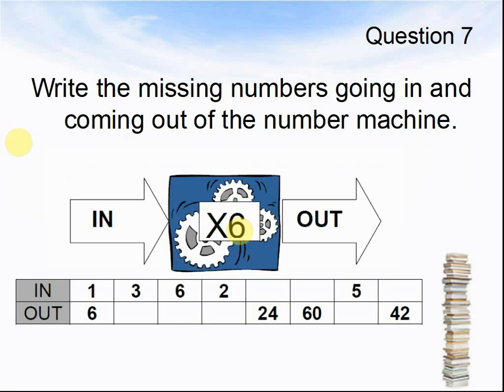Write the missing numbers going in and coming out of the number machine. In, times 6, out. For example, the in number is multiplied by 6 and it comes out. So if I put the number 3 in, what will come out? Pause the video until you are ready for the next question. Here comes question 8.